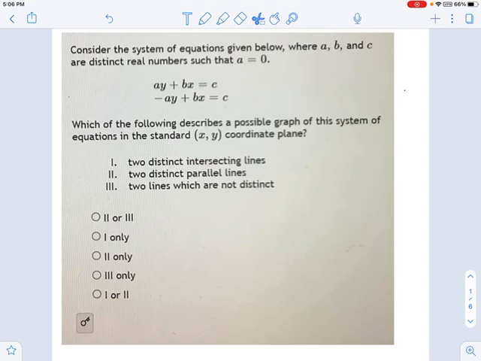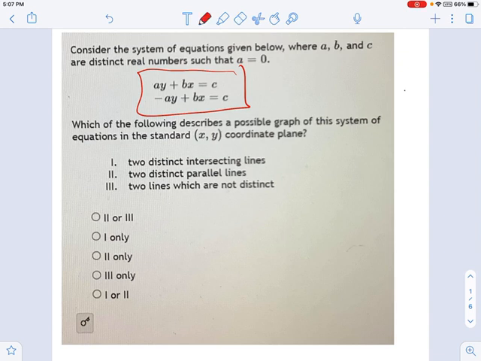We have a system of equations in this example given by these two things, and you don't know much about it, right? Other than that, they're awfully similar to each other with one key difference, that A is negative in one of them and positive in the other. And the other thing we're told is that A, B, and C are distinct real numbers such that A equals 0. Now, what does this word distinct mean?